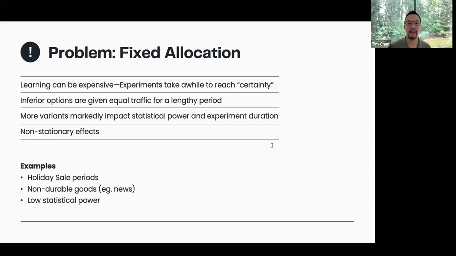Another limitation of A/B testing is fixed allocation. This is where we run a 50-50 test and hold it constant for the entire duration of the experiment. But in a lot of use cases, people are worried because this experiment may actually be expensive and the results or learnings you get may decay over time.